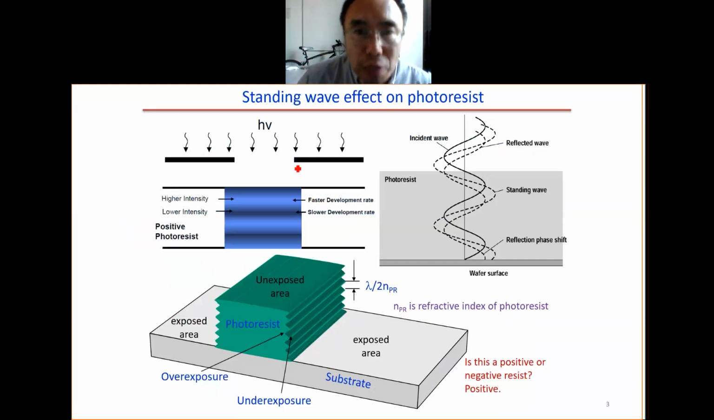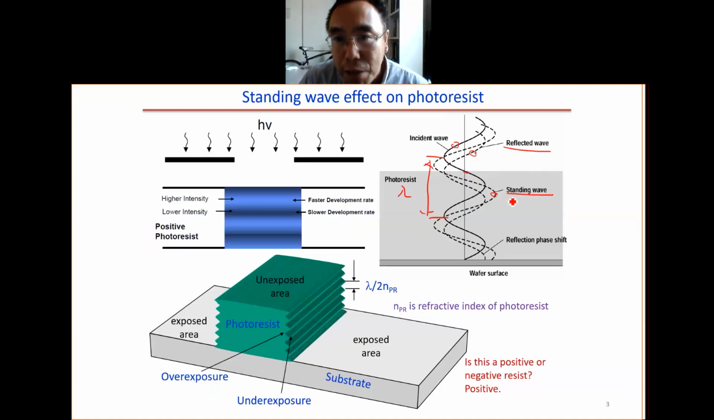So now let's look at it more clearly. Here is the incident light. This is the incident wave, this is the reflected wave, and this is the standing wave. This one is a propagating wave, and this one is the standing wave. For the propagating wave, this is the lambda. At this moment this one is the maximum, and at the next moment maybe here is the maximum.